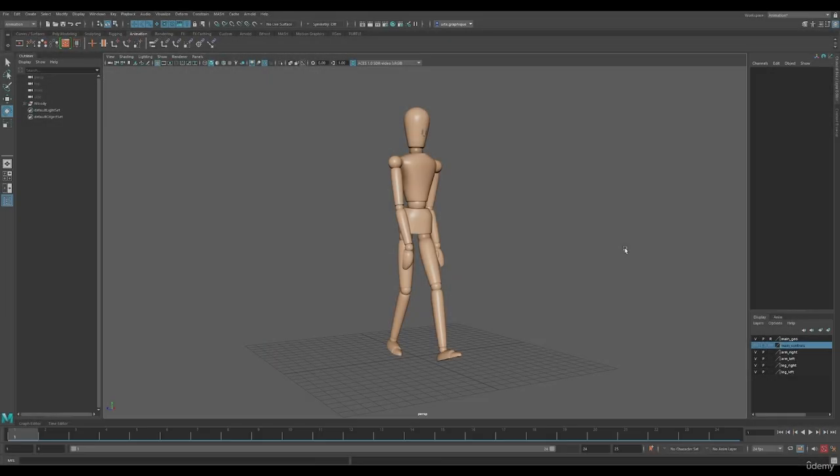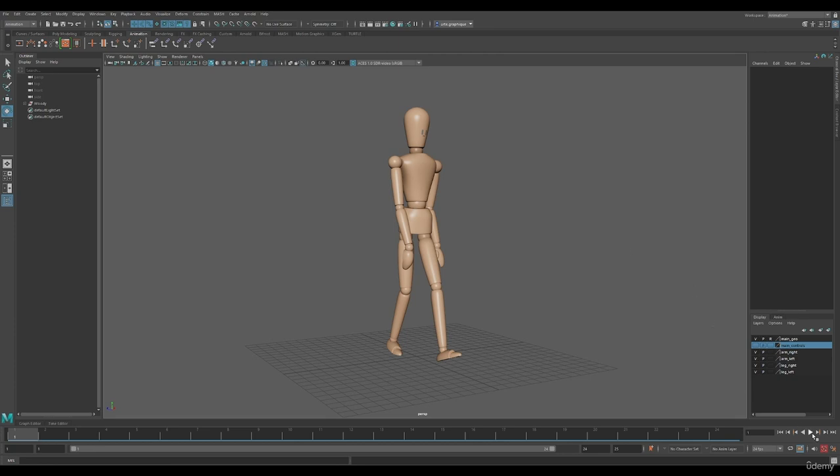Hi! In this section, we will be animating a full-body walk cycle. Since we already know about the most important principles of animation and have already tried them in practice, I think we are ready for this task. Animating a walk cycle is quite a challenge.